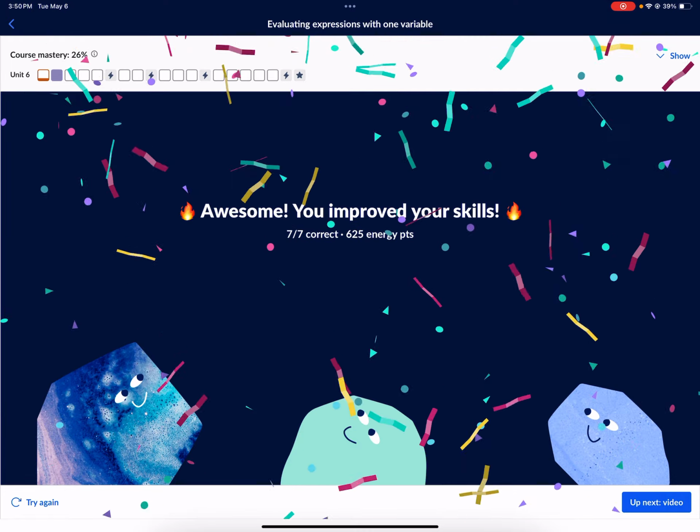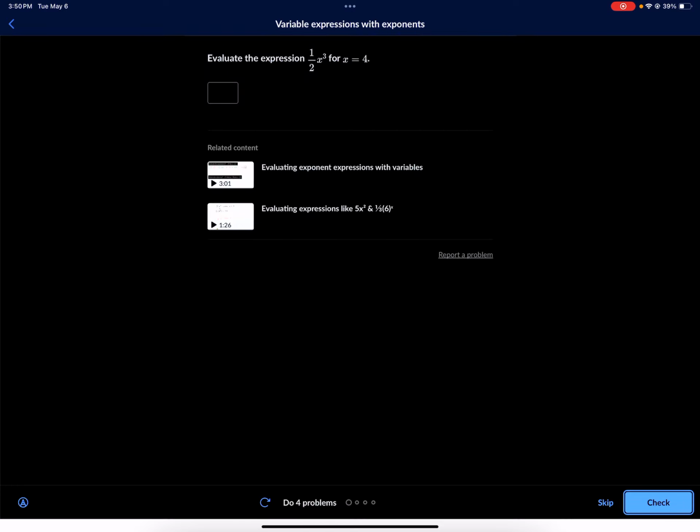Okay, so good job. We got all of it right. Let's move on to the next one. Variable expressions with exponents. So let's do this. Evaluate the expression. Here we go. So now we got a little bit more complicated.